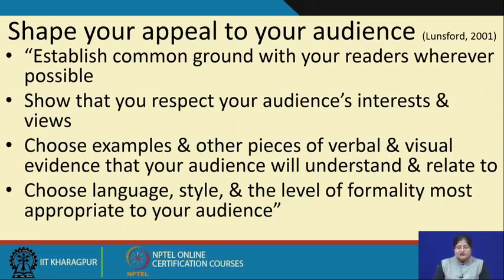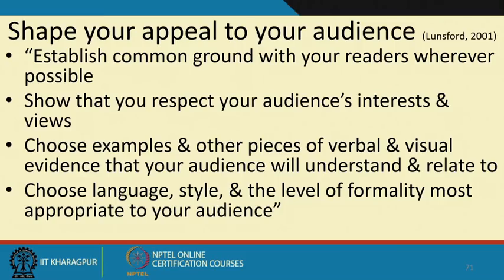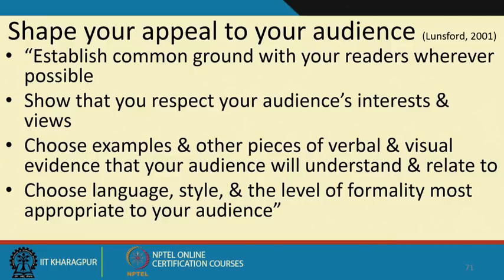Okay, all right. You shape your appeal to your audience. How do you make the audience, the people who are reading your paper, believe in what you say? How do you do that? First, you establish common ground with your readers wherever possible. And how do you do that? When we talk about literature review, in the literature review, you refer to past literature. So you refer to something that your readers may already have done in the past or read in the past.